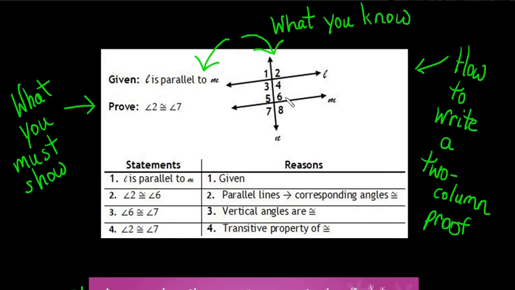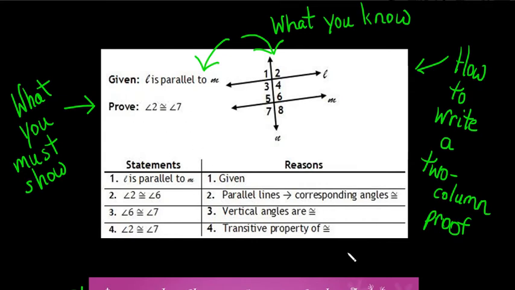So you can say that angle 2 and angle 6 are congruent. The next thing you can say is that angle 6 is congruent to angle 7 because vertical angles are congruent, and these two are vertical angles. And because of that, you can now say that angle 2 is congruent to angle 7. That's what we've been asked to prove. And that is simply the transitive property of congruency, because 2 is congruent to 6, 6 is congruent to 7, so 2 has to be congruent to 7. So I want you to practice writing this. This is what a two-column proof is going to look like. Nice and neat, showing me what's given, what you're going to prove, your statements, and your reasons.